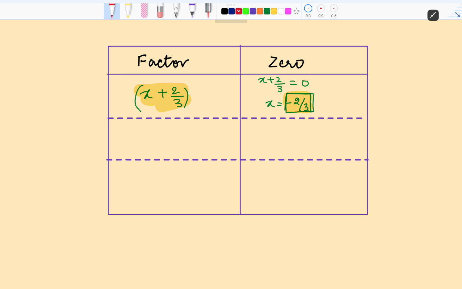Clear? Next example is, let's say the zero is given to you: p of -6 is equal to 0. That means -6 is the zero of the polynomial. x is equal to -6, right? Now if you bring the -6 to this side, what will it become? x plus 6 is equal to 0. So x plus 6 will be your factor. Right? Simply x is equal to -6, so x plus 6 is equal to 0, and this is your factor.